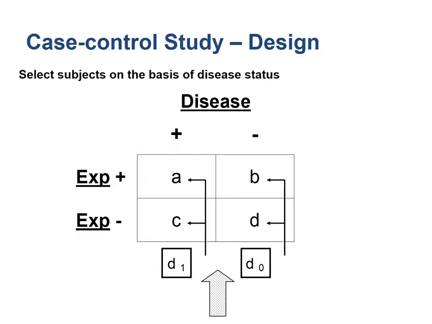So basically, we start with subjects who have the disease of interest, and subjects who don't have the disease, who are disease-free. And we go retrospectively in time to compare the differences of exposure. So we assess who's exposed and who's not exposed.